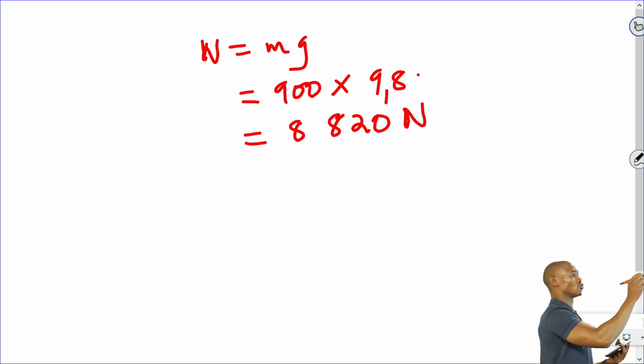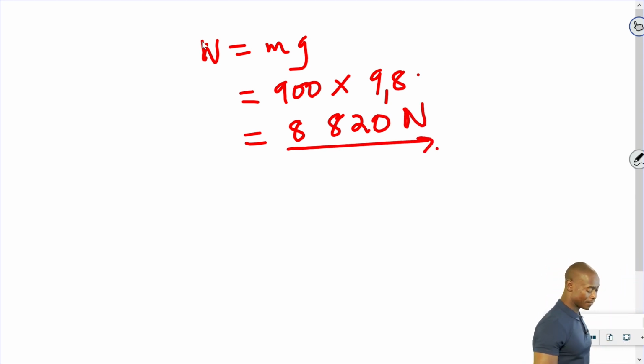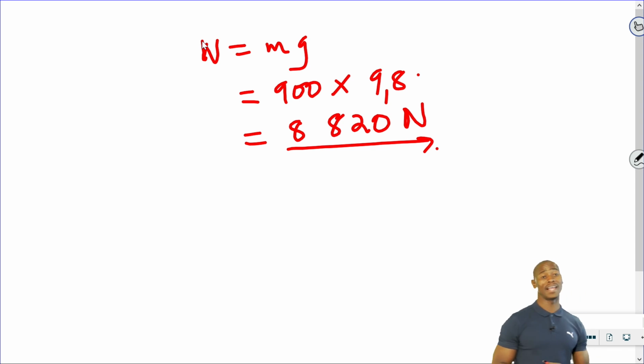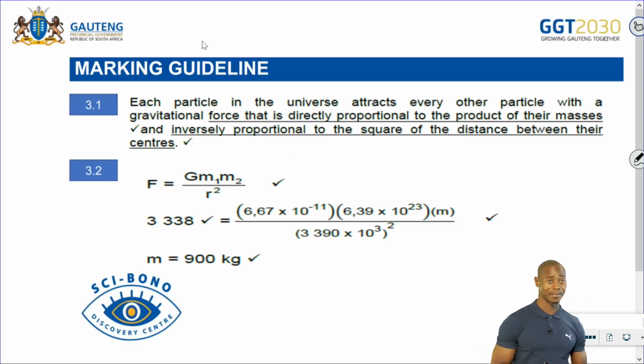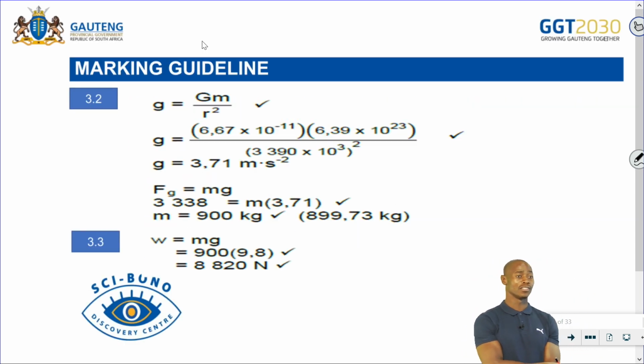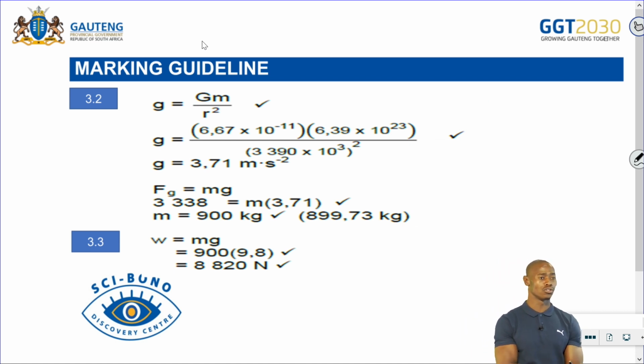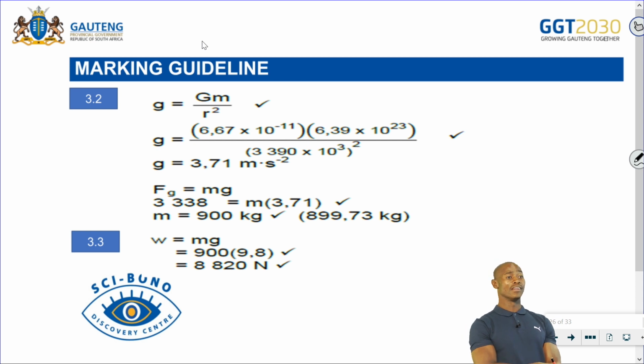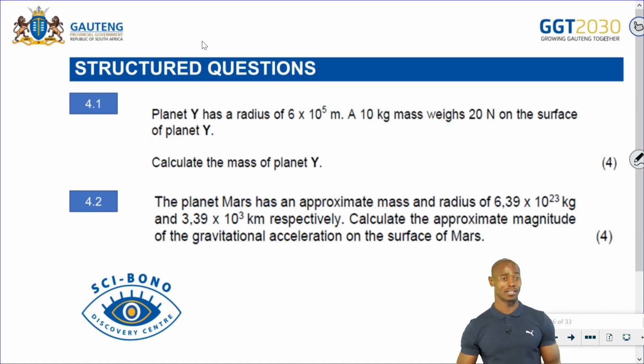8,820 what? Newtons. So that is the weight of this probe on planet Earth. Okay, another question. So this is the marking guideline, and we also got 8,820 newtons for 3.3, and then for 3.2 we got 900 kilograms. Okay, then another question.